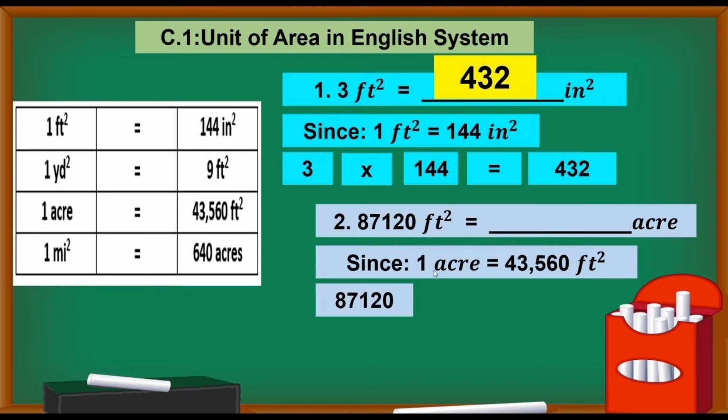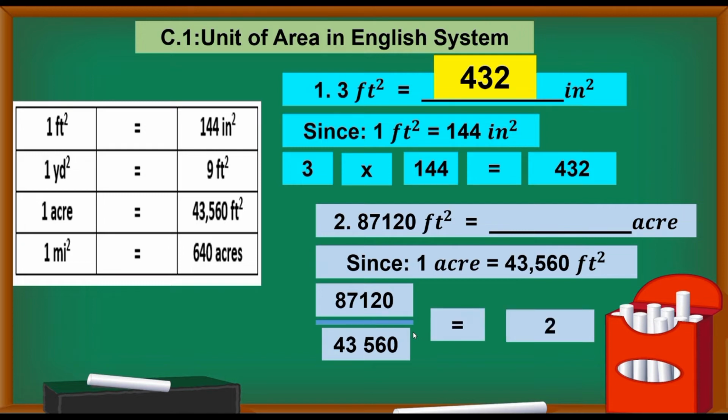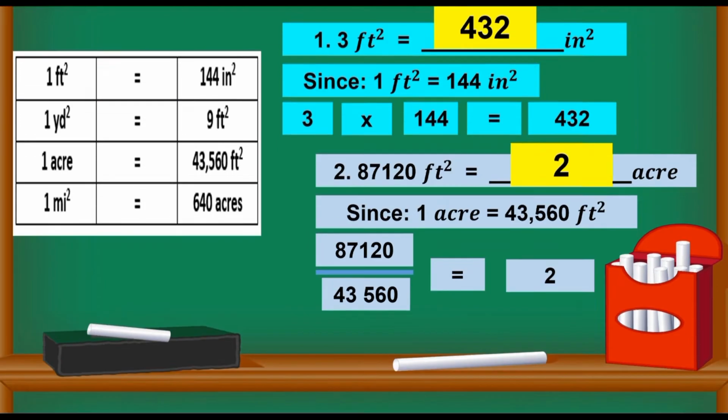Kapag ganito naman po, in 1 acre ay equal kay 43,560 feet squared. Feet squared po yung given. So, since 1 lang yung acre, i-divide po natin. 87,120 yung given, i-divide po natin kay 43,560. And that would be equal to 2. So, therefore, in every 87,120 feet squared, there is 2 acre o 2 hektarya.